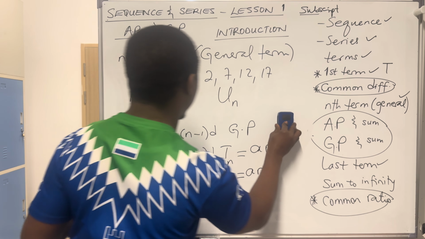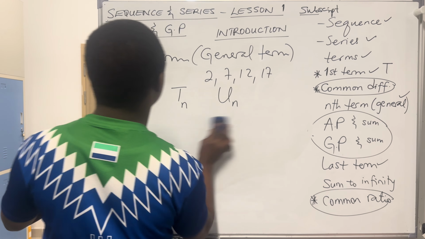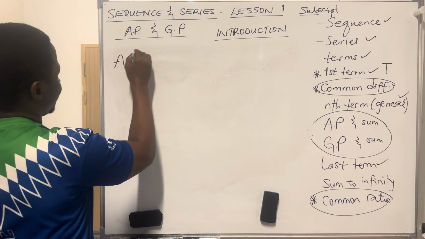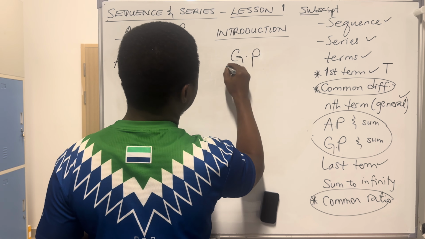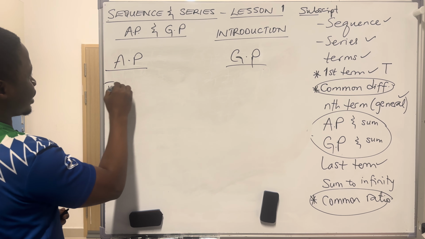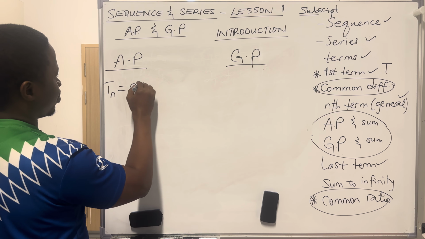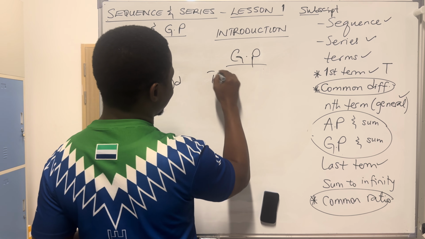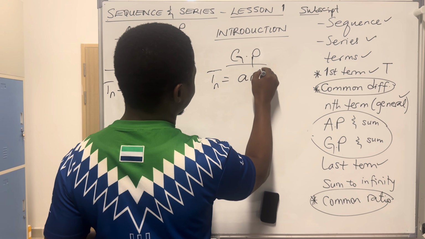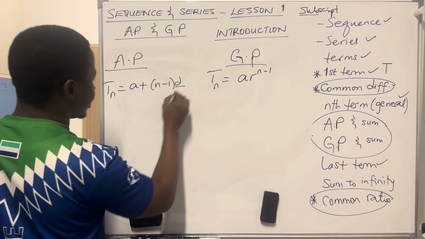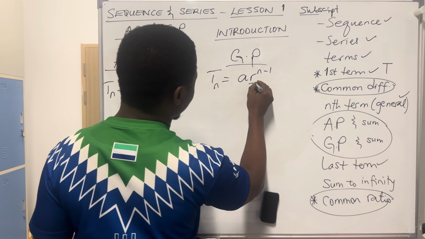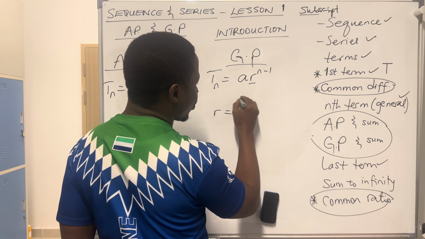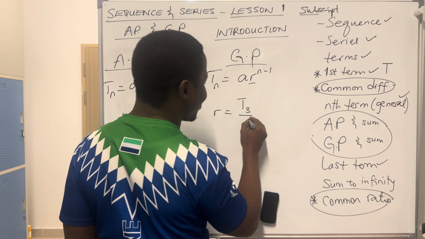Okay, now let's go to AP and GP. AP, then GP. Here, the nth term is a plus n minus 1 multiplied by d. The nth term is what? a r to the n minus 1. This one is common difference. This one is common ratio. The common ratio is a particular term, let's say T3, divided by the preceding.